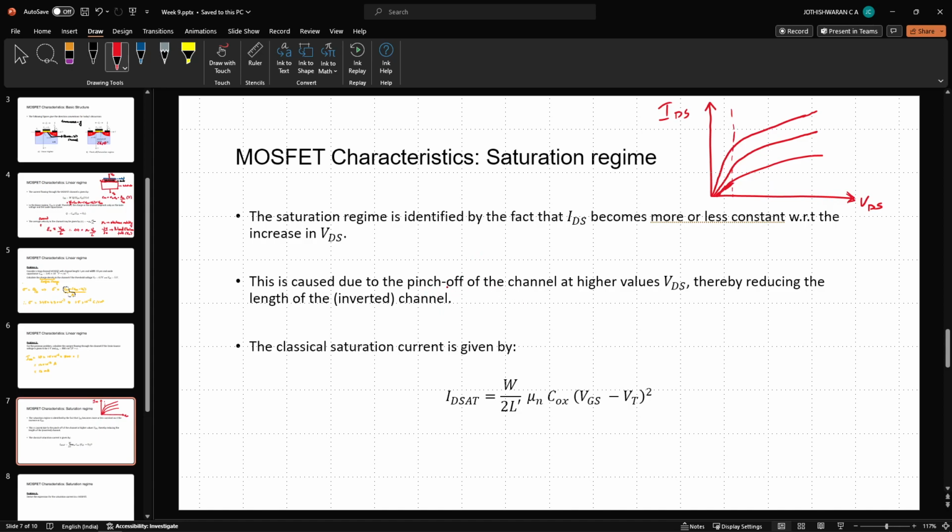Now this is caused due to the pinch off in the channel. Pinch off I had described previously, when I was talking about it in the first slide. So essentially what is happening is the electric field in the channel drops to 0 at a certain point. Since it is dropping to 0, the velocity is not increasing any further beyond that point.